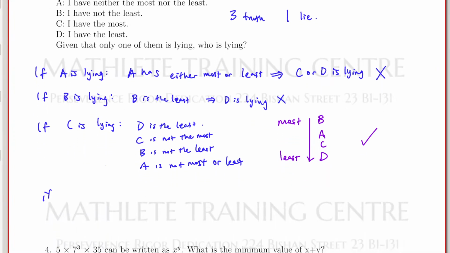Finally, for the case if D is lying, then what happens? Then D is not the least, right? And what that means is that no one is the least, because A is not the least, B is not the least, C is the most, and D is also not the least. So then it's a contradiction again because there must be someone that is the least. So together, from this conclusion of the question, we know that C must be the one that's lying.